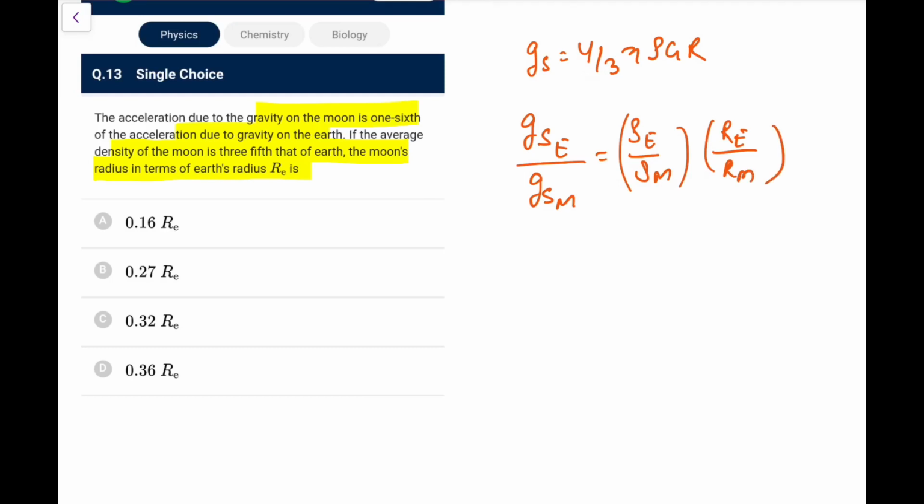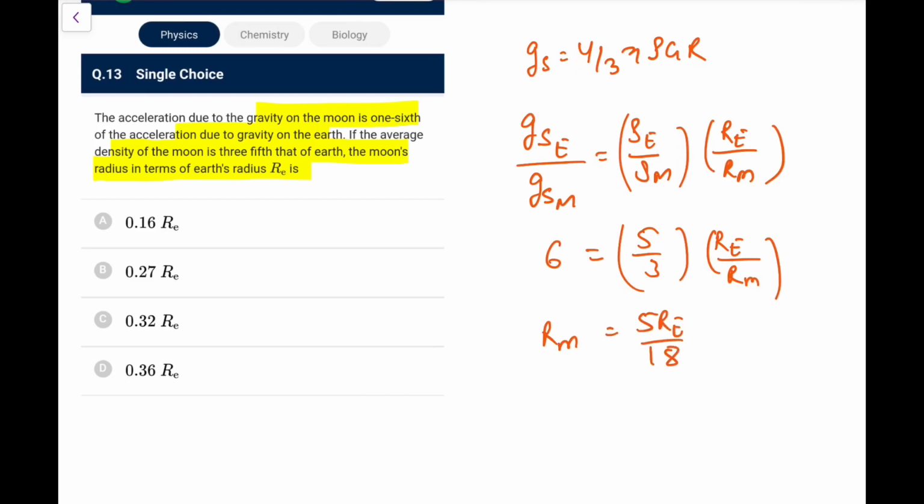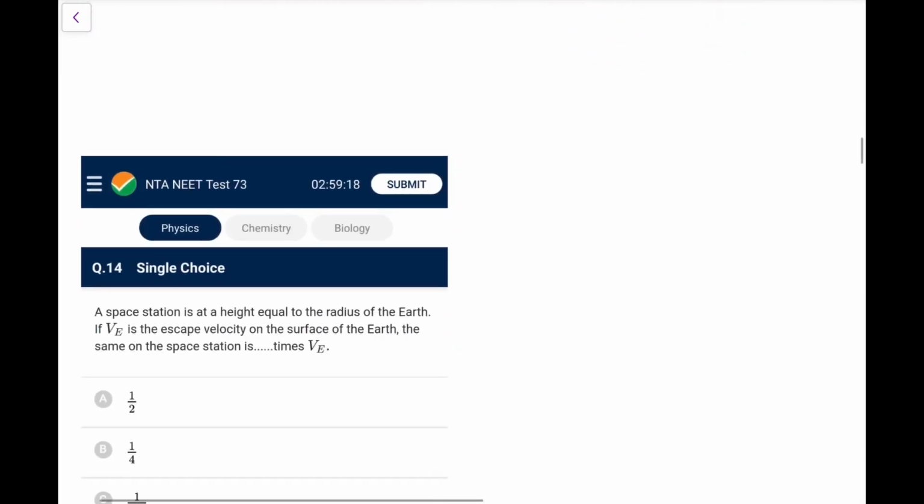So what we have, this is 1/6, so this ratio is 6th. The moon's radius, what you're given, the average density of the moon is 3/5, so this is 5 by 3. So what we have, that is Re by radius of moon, so radius of moon comes out as 5Re by 18. So 5 by 18, that basically comes out as 0.27, because 18 3s are 54, so 0.27 is the closest one we can go for.